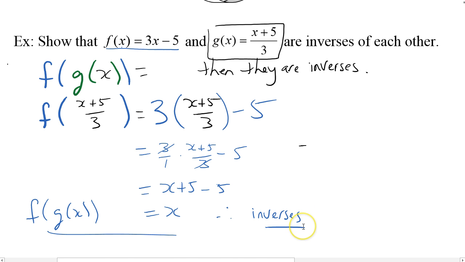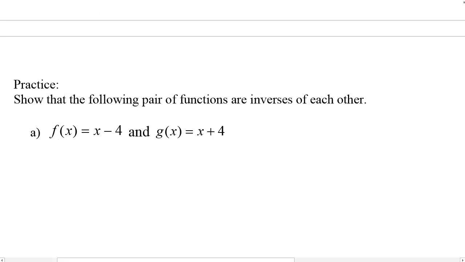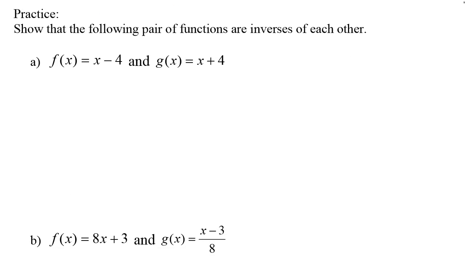Okay, so I spent a lot of time on that first one. There are 2 practices here. I'll go through the first practice and then I'll let you do the second practice. I'll show you that it really doesn't have to take that long.